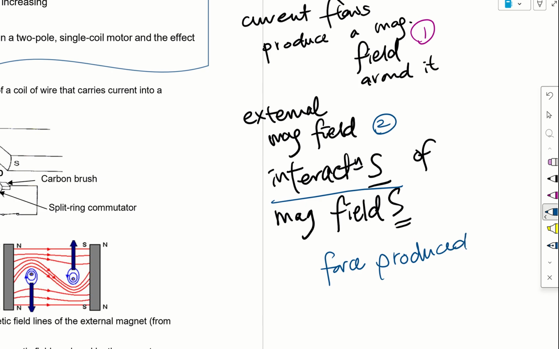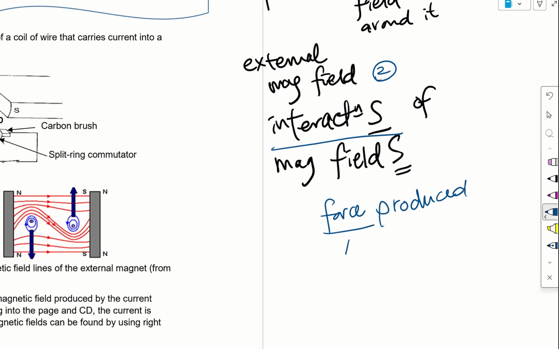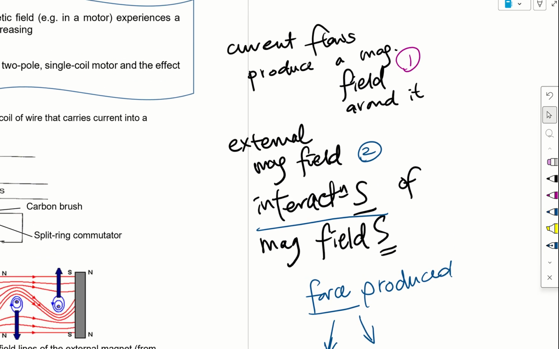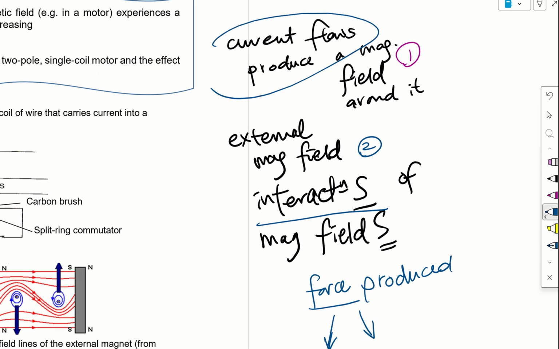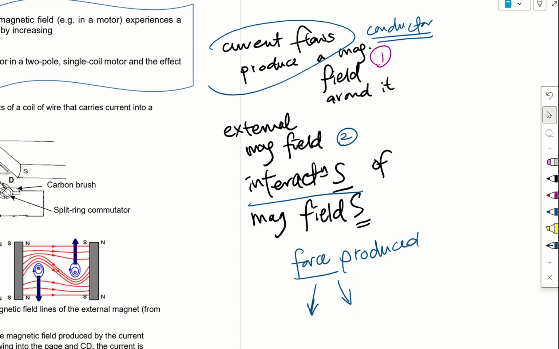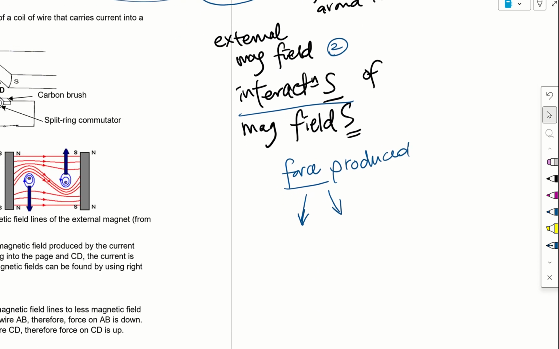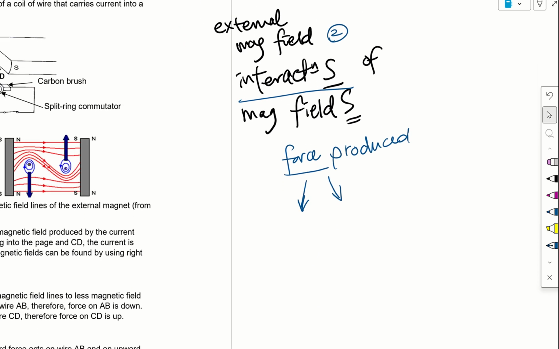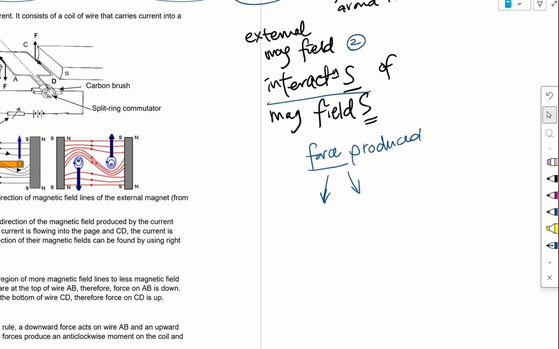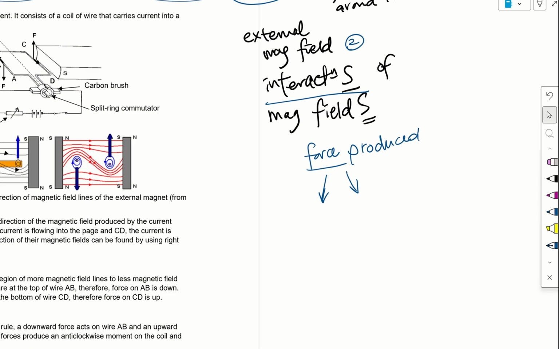Okay, so we can actually find out the direction of the force. Let's say we are focusing on this current flowing in a conductor, and we are interested to find out the direction of the force on this conductor. There are two ways to go about it. The first one is to examine the interactions of the magnetic fields.